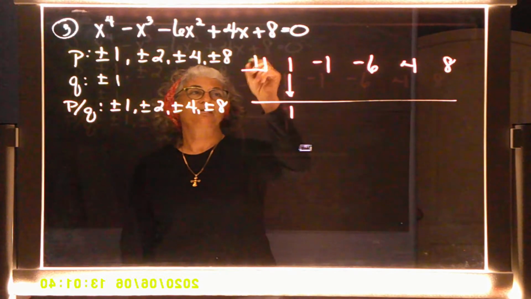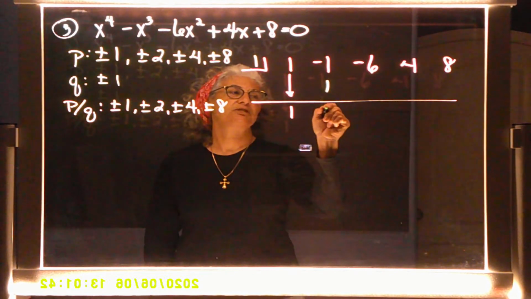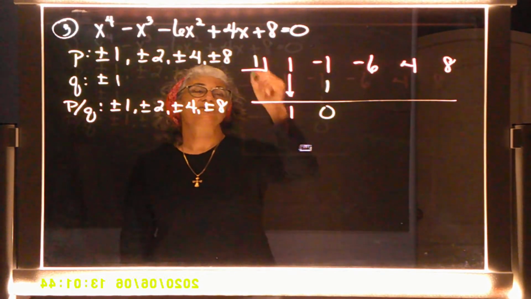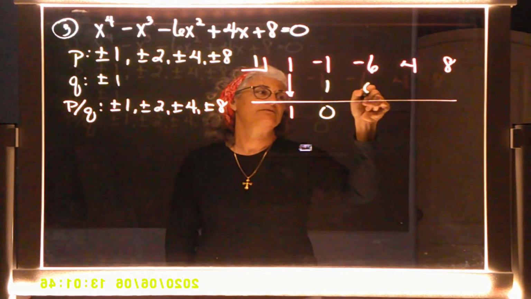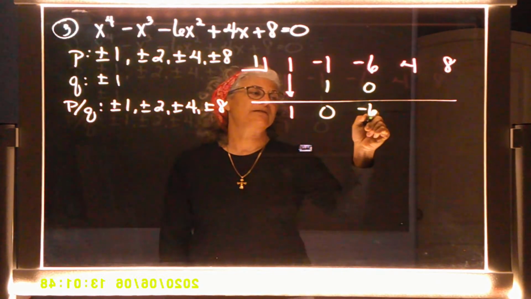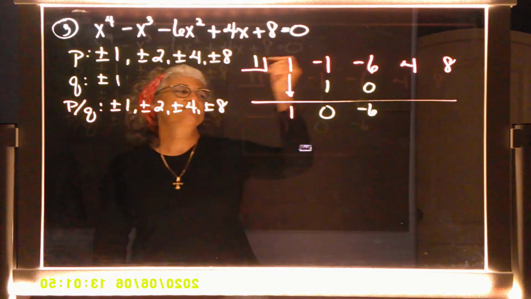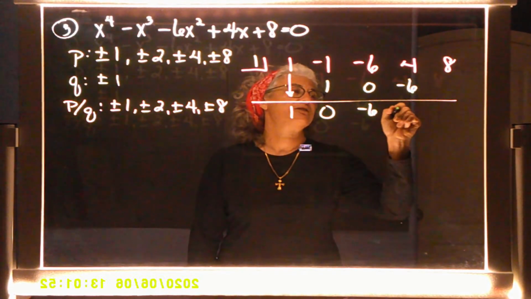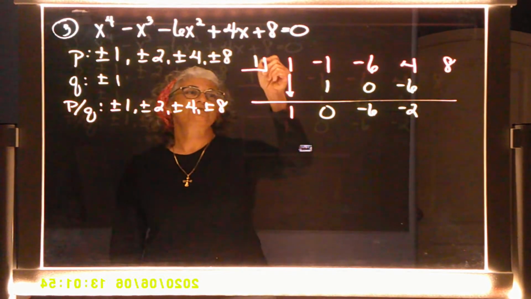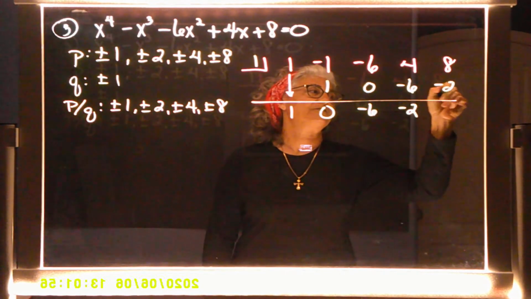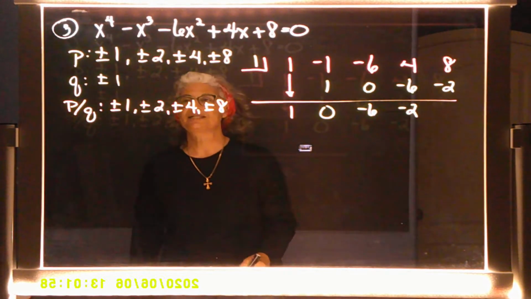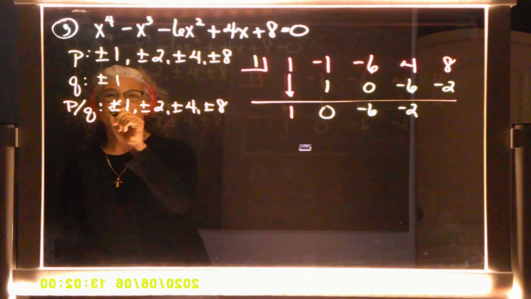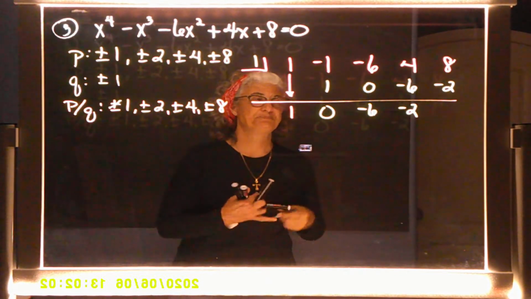So 1 times 1, 1, which gives me 0. That's fine. 0 times 1, 0. That gives me negative 6. Negative 6 times 1, negative 6, which gives me negative 2. Negative 2 times 1 is negative 2. Yeah, that's not going to work. So bye-bye positive 1. Agreed?